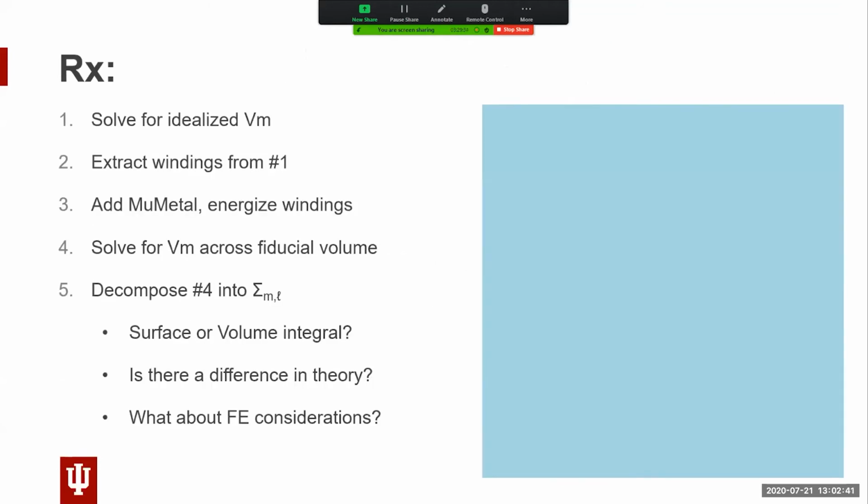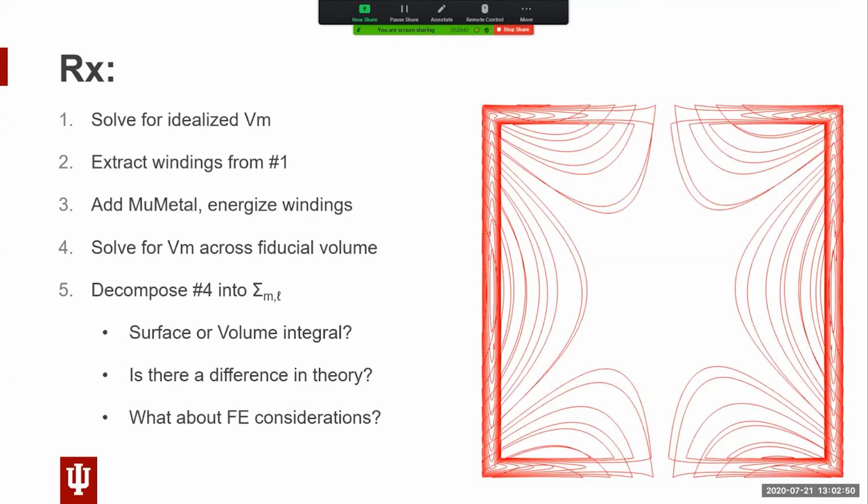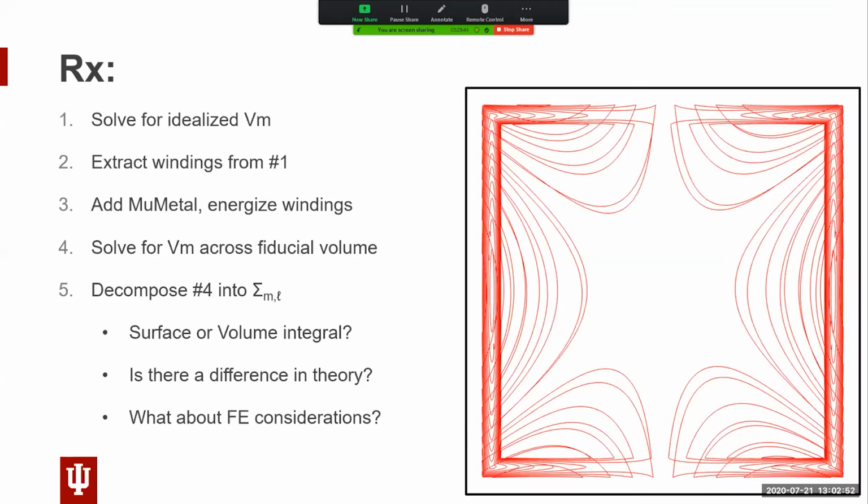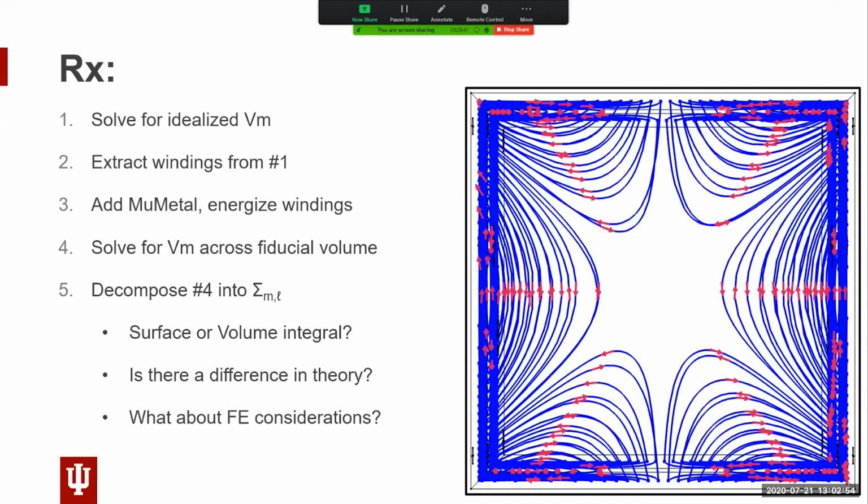And so what the code that I've been working on does is it solves, first, for an idealized scalar potential. Then we extract the windings from that. We add mu metal, energize the windings, and then solve for the scalar potential across the fiducial volume. Then we decompose that scalar potential across the fiducial volume back into its components.